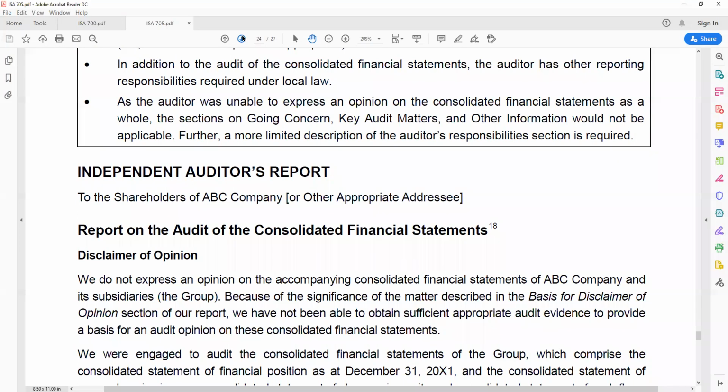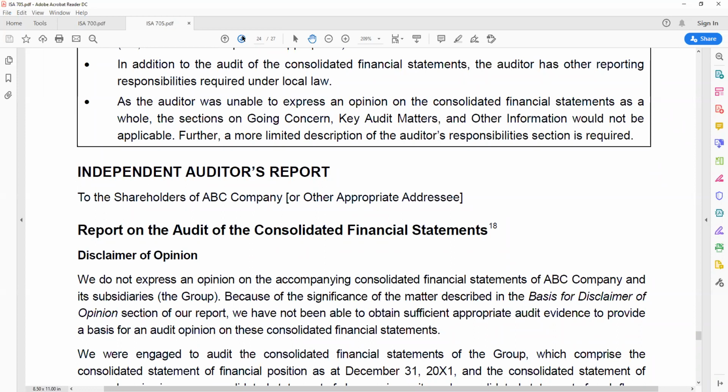We do not express an opinion on the consolidated financial statements of ABC Company and its subsidiaries. Because of the matter described in the basis for disclaimer of opinion section of our report, we have not been able to obtain sufficient appropriate audit evidence to provide a basis for an audit opinion on these consolidated financial statements. In short, you are simply withholding the opinion. Why? Because there was a scope limitation.